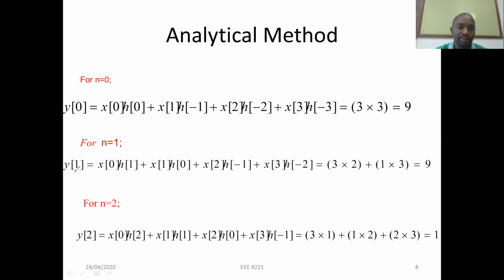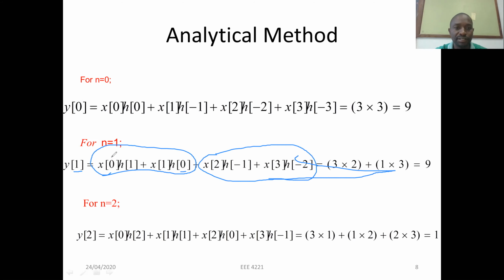So whenever we put 1 for n in y of n, this will become h of 0. Then the rest here will become negative again, and each of these negative components will not account for the final solution. The final solution will basically be based on these two here. And again, x of 0 is 3, h of 1 is 2, plus x of 1 is 1, h of 0 is 3. When you multiply and add the two, you get 9.